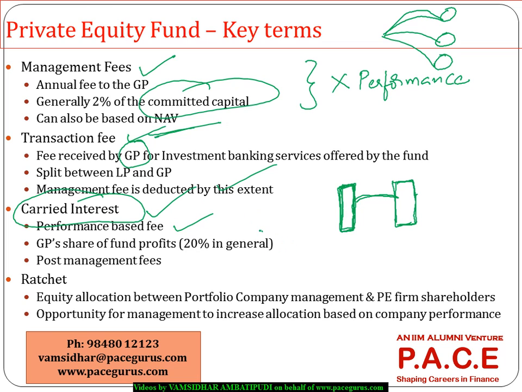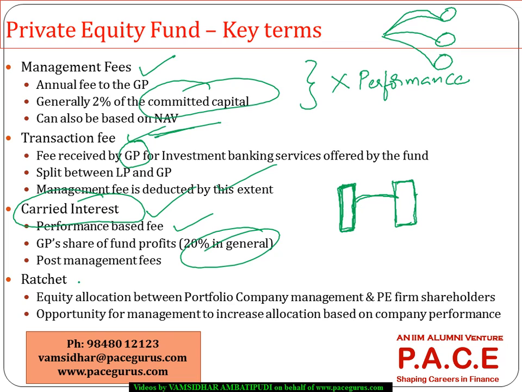So generally it would be 20%. The 20% of the profits that are generated by the fund is typically paid as carried interest, but of course there could be some kind of restriction. This carried interest is paid only after this much of target is met. We'll discuss that. So the carried interest basically is a share in the profits that is typically paid to the general partner for the performance of the fund.